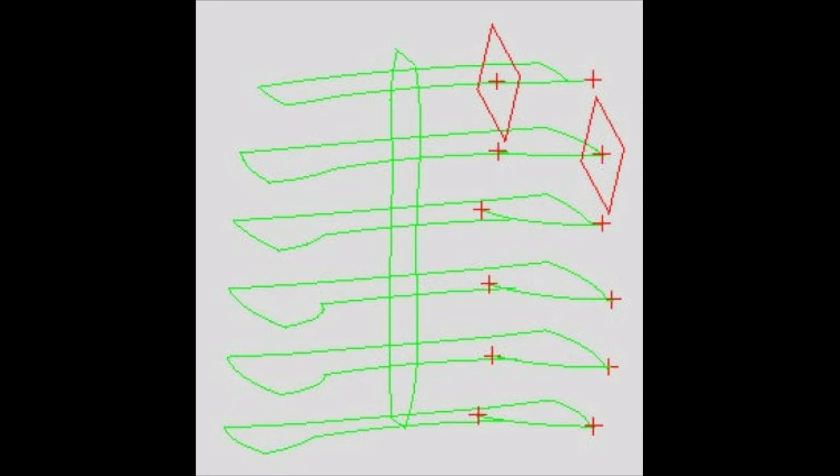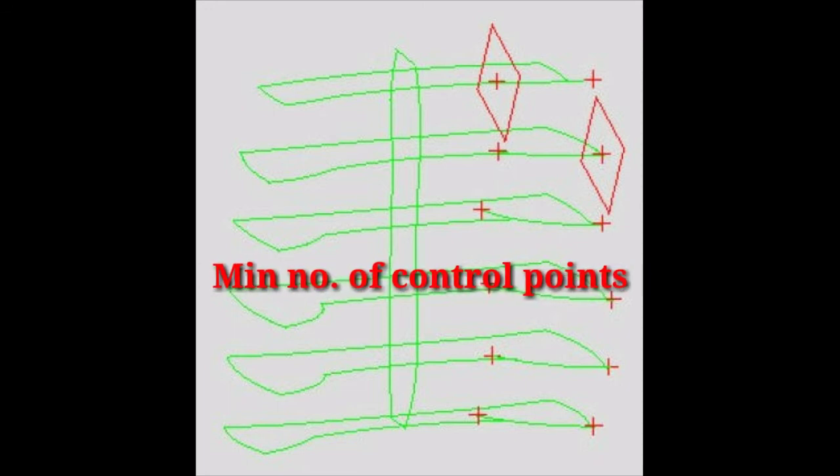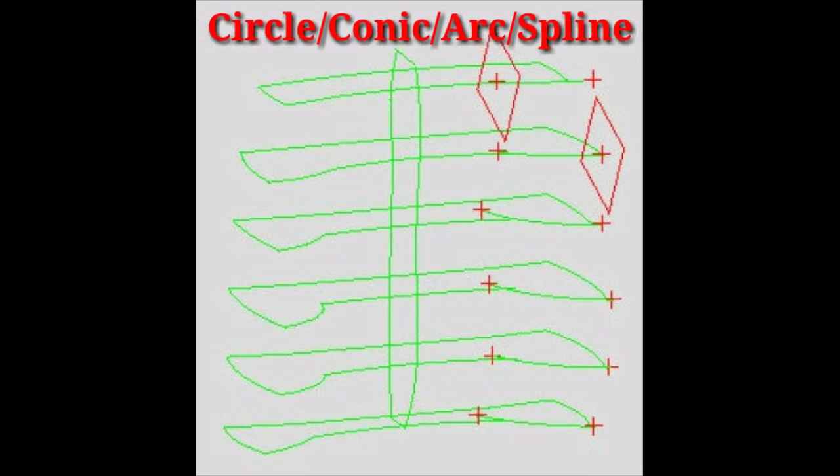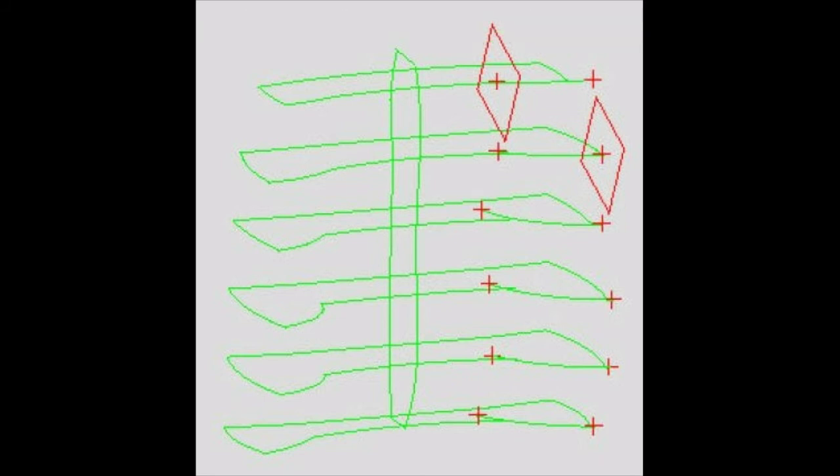It should be easier to create a good smooth curve with a minimum number of control points, since the points are on a plane. When creating the curve, it is best to try to fit a circle, a conic, an arc, or a spline, in that order, through the intersection points. A smoother surface is achieved using these elements.